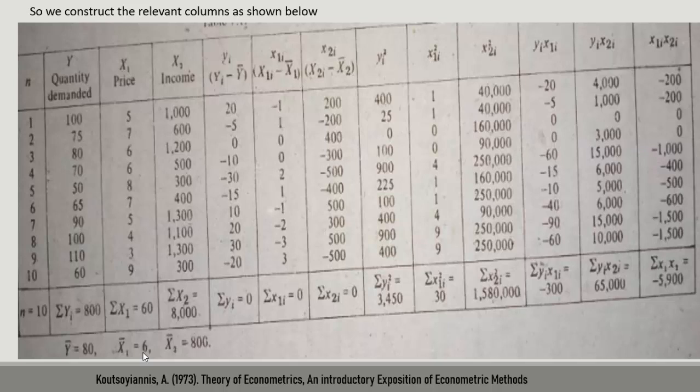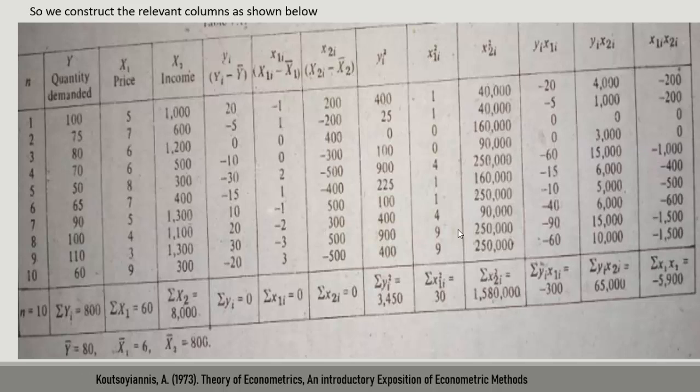Similarly, for finding the x2 bar, we add all the observations given in the column of capital X2. We get 8000. It becomes summation capital X2. In order to find the average x2 bar, we divide summation x2 by n. So summation x2 is 8000, 8000 by 10, we get 800. So dear student, y bar is 80, x1 bar is 6, and x2 bar is 800.